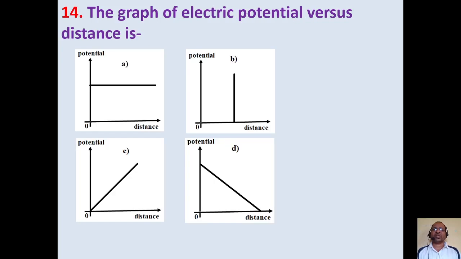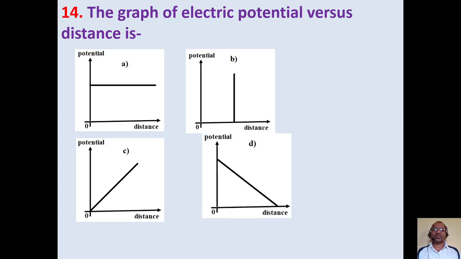The graph of electric potential versus distance is. So 4 graphs are given of potential versus distance. We have to find out the correct graph. First graph shows as distance goes on increasing, potential remains constant. So this is not the correct graph. Second graph shows distance remains constant but potential goes on decreasing. This is again the wrong graph. Third graph shows that as distance is increased, potential also goes on increasing. So this is not correct. Fourth graph D shows that as distance increases, potential goes on decreasing. So option D is the correct option here.